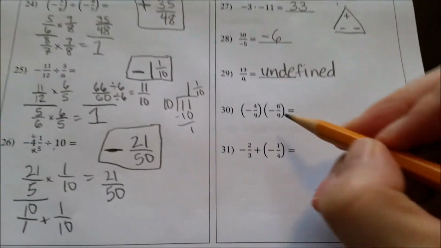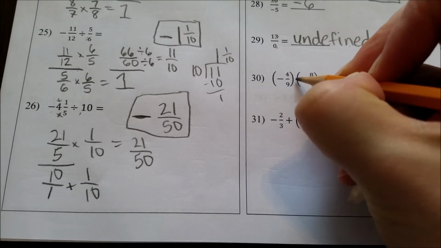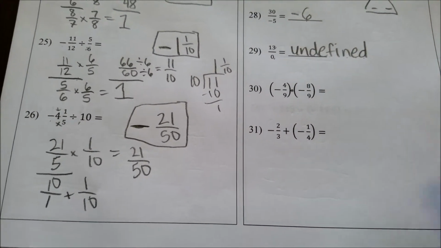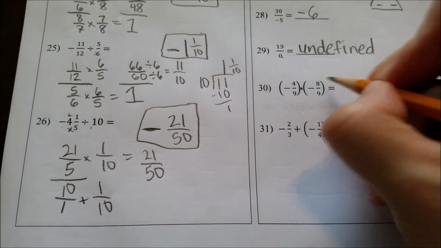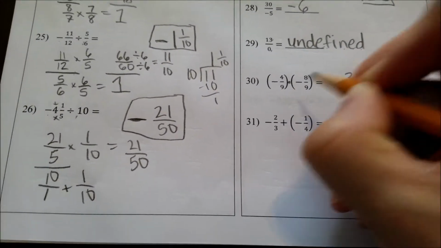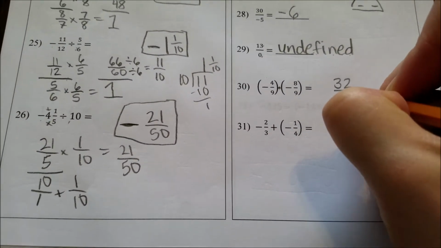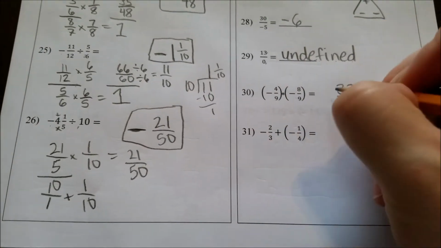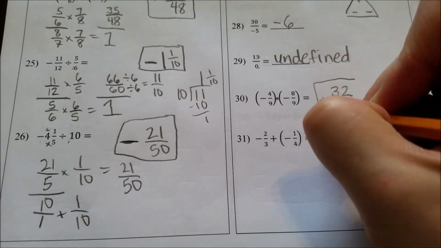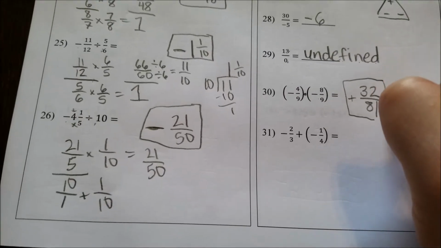UNDEFINED. Here we're multiplying because there's nothing in between these, so that means there's multiplication going on. So we just multiply across. 4 times 8 is 32. 9 times 9 is 81. And negative times a negative is a positive. You do not need the plus symbol, but I'm putting it there just to reinforce that I thought about it.